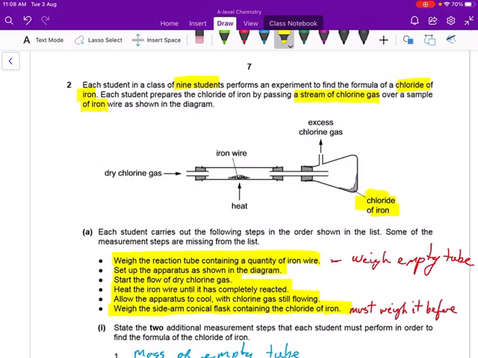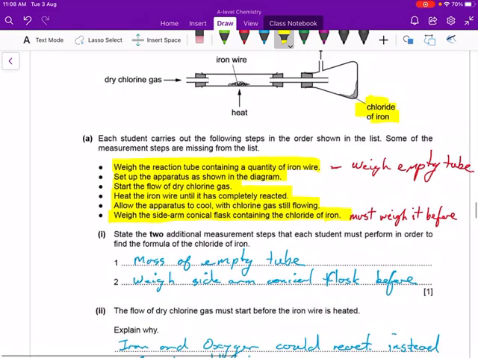So always think about that concept when you're reading through a method. And this is exactly what they wanted you to do. And again, be specific, you can't just say determine the mass of the reaction tube. They're saying you have the mass of that reaction tube with a quantity of iron wire. You want that reaction tube empty. If you have those 2 values, you can calculate the mass of the iron wire.